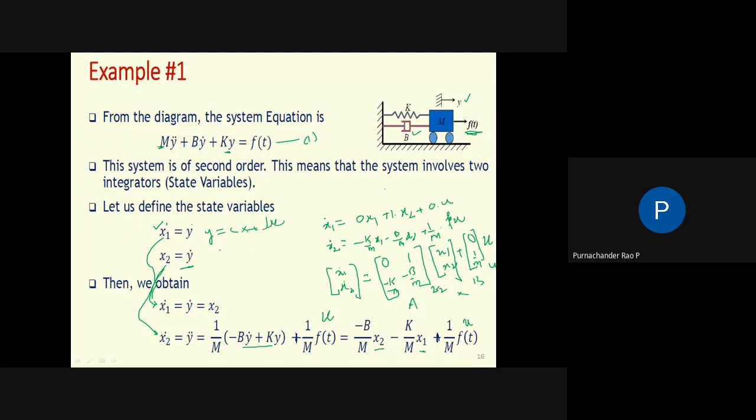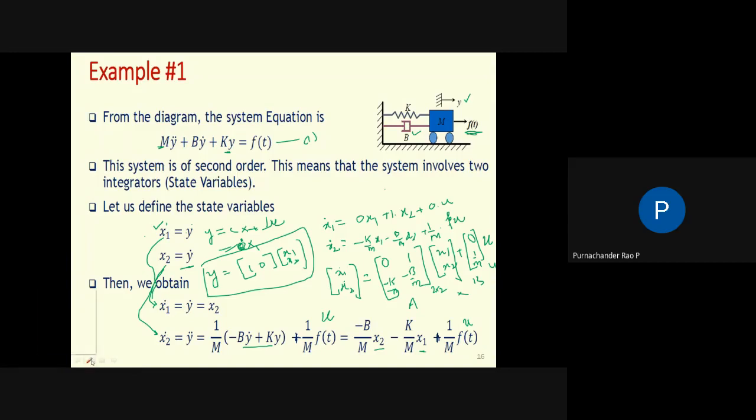Okay, so here we assume that y is equal to x1. So y equal to x1 means C into x1, only 1. So C is equal to 1, and the term multiplying u is 0, and therefore your output equation will be like this. So 1 0 times x1 x2 is equal to y. So this is your output equation, okay.